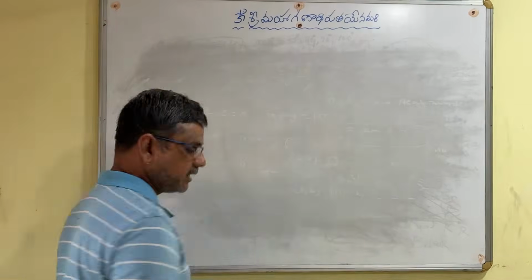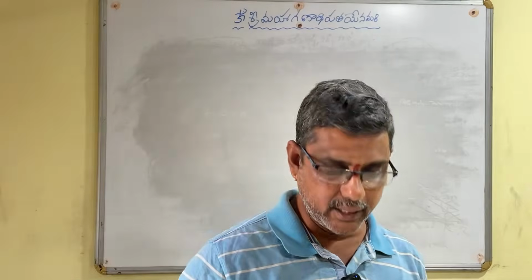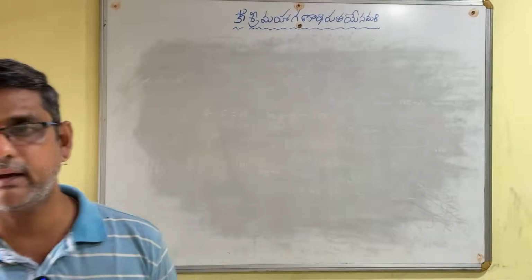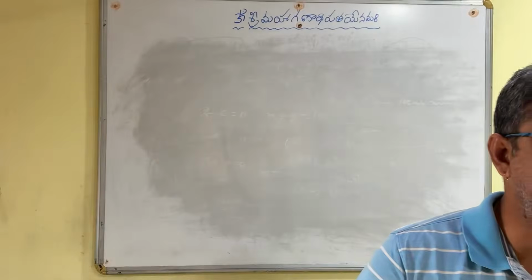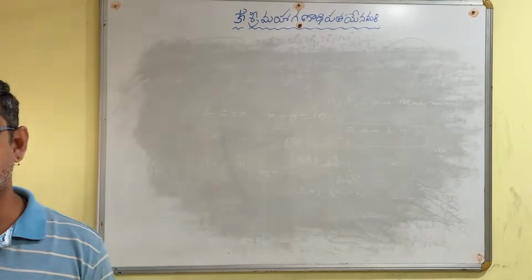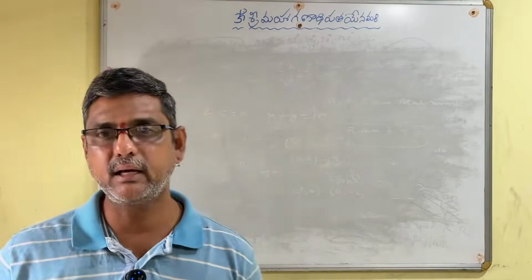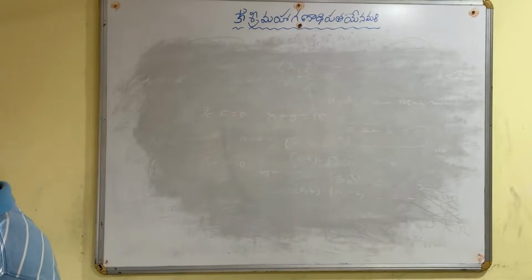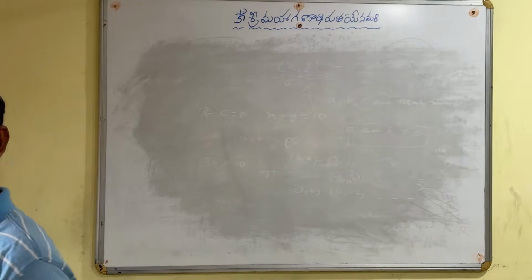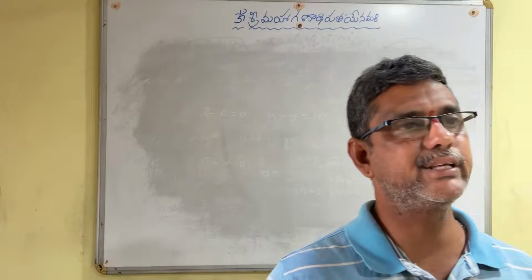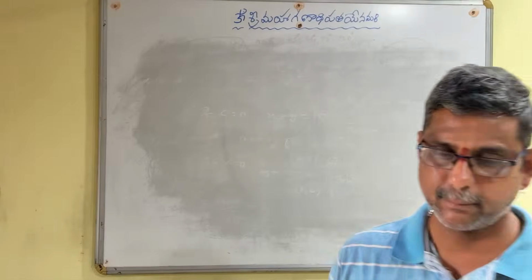What is the first concept, children? Forming a linear equation in two variables in the given situation and writing it in the general form. First question: the cost of a notebook is twice the cost of a pen. Write a linear equation in two variables to represent this statement. This is the situation.